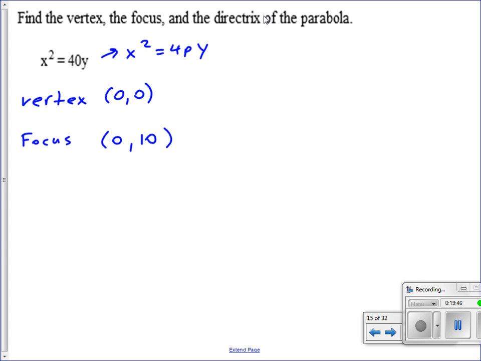All right, now, the directrix, we just go the opposite direction. So it's opening up and down, and here's the easy one. If you change y for the focus, then this is going to be y equals for the directrix. If you change x for the focus, it's going to be x equals for the directrix. This is going to be y equals what? If we went up 10 from the vertex, now we have to go down 10, which would give us negative 10. That's it.